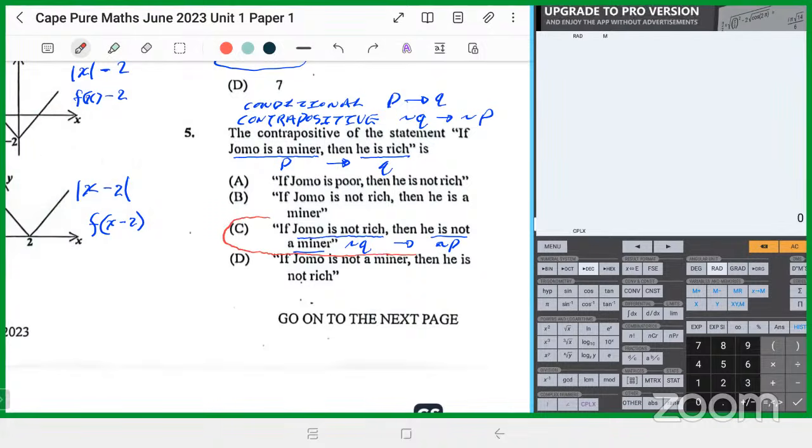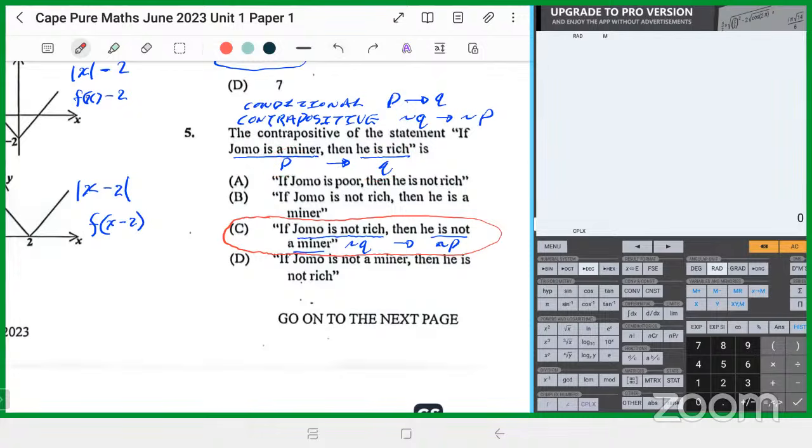So we have said the contrapositive. Because the P is JOMO is a minor, JOMO is not a minor here. And this is called the antecedent and the consequent. So you switch them around, right?